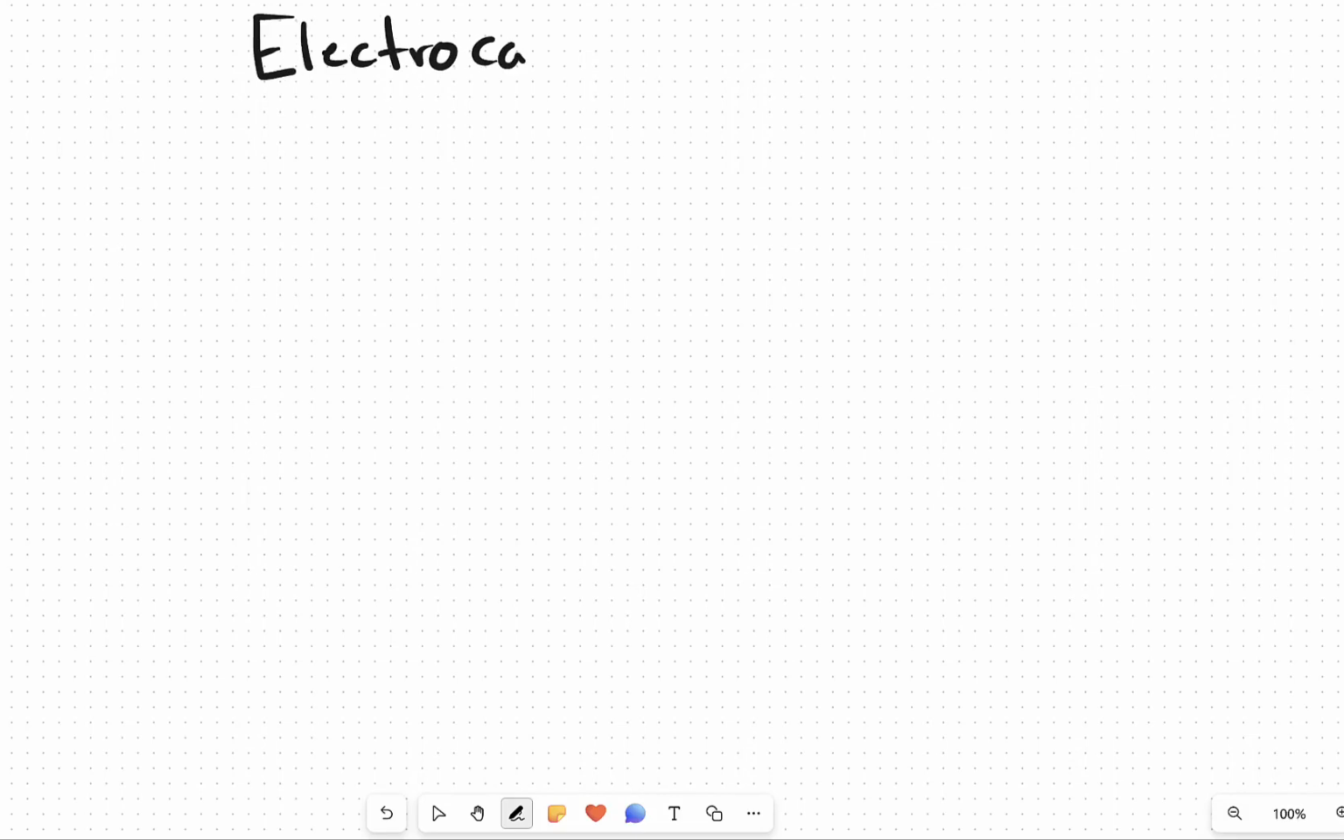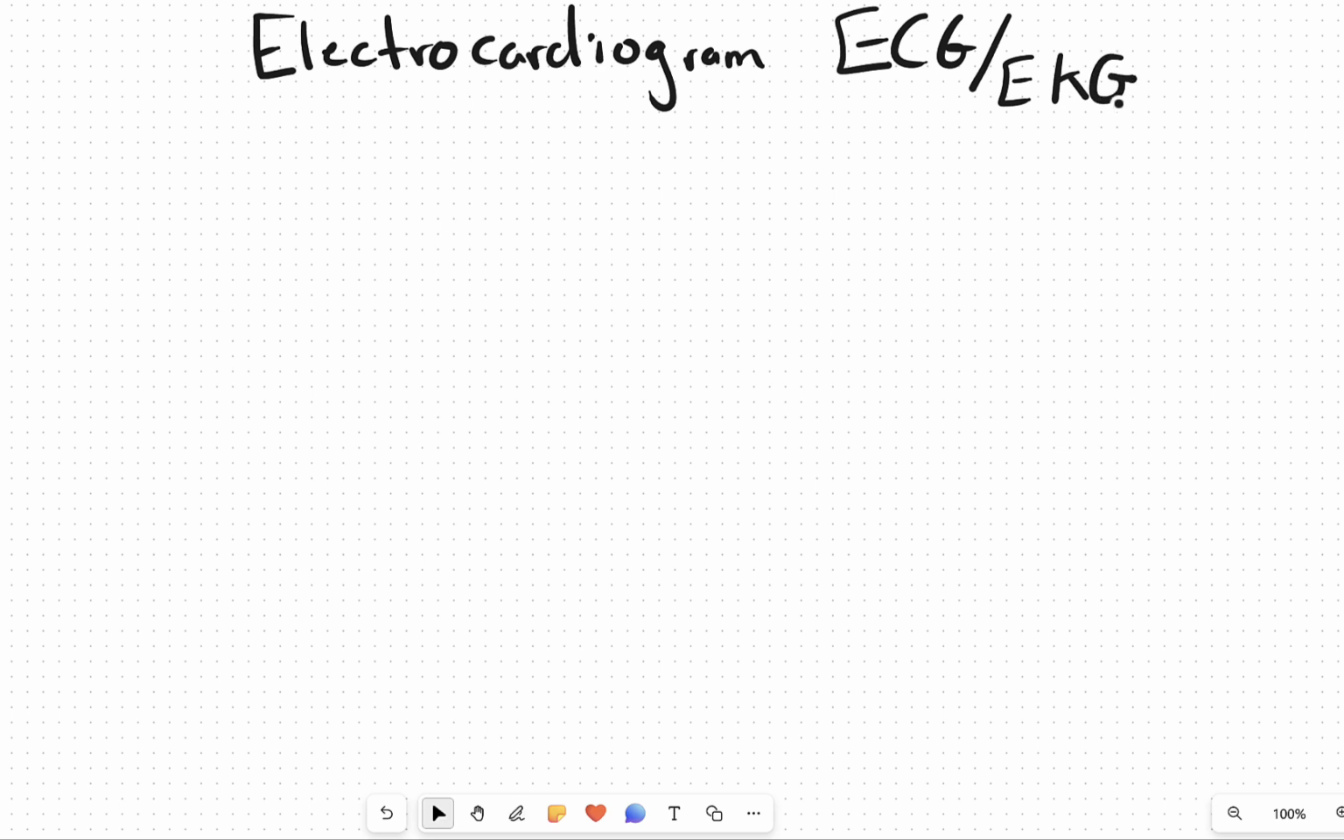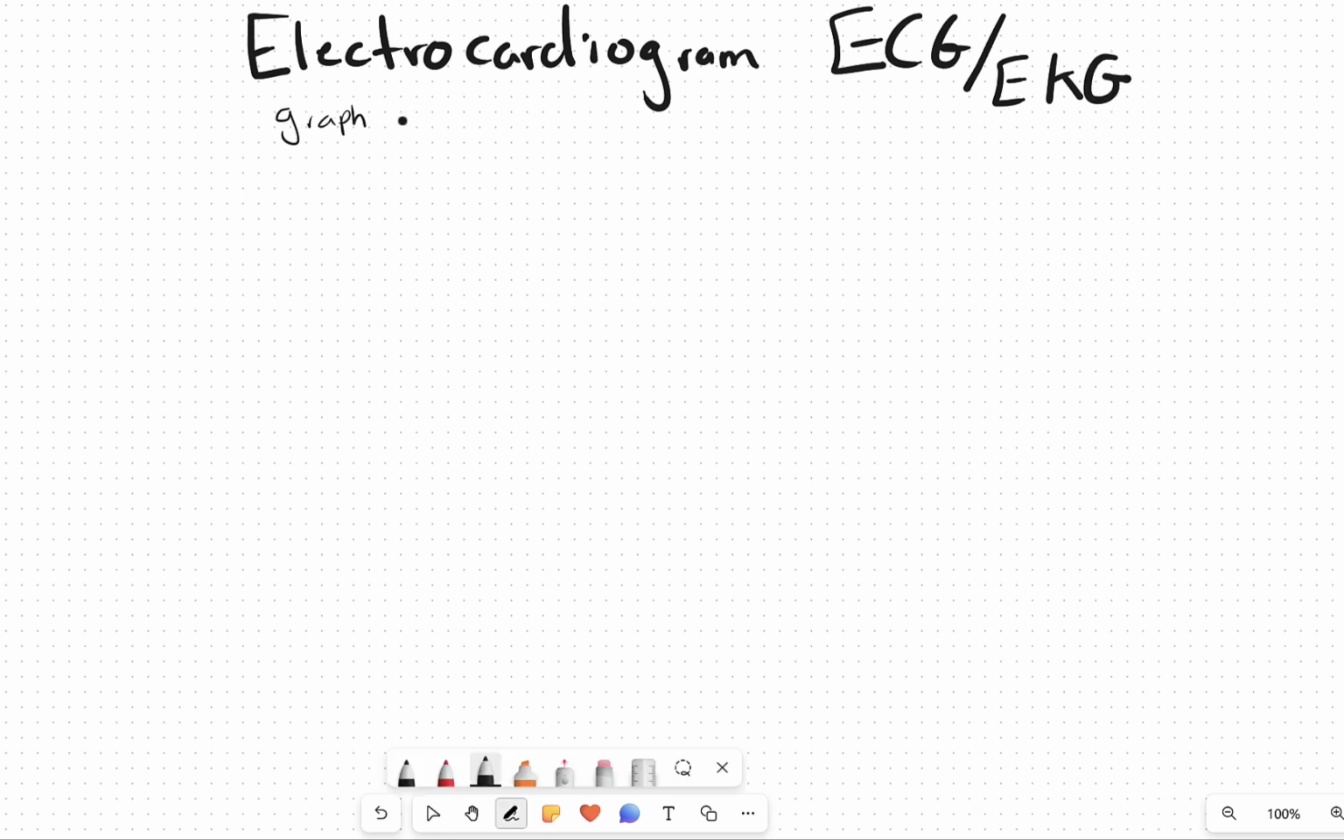Now let's examine the electrocardiogram, which is abbreviated as ECG or sometimes EKG. The electrocardiogram is a graph of the electrical activity that's happening in the heart, and it is a very important clinical tool that is used for looking for normal function of the heart and then diagnosing improper function of the heart.